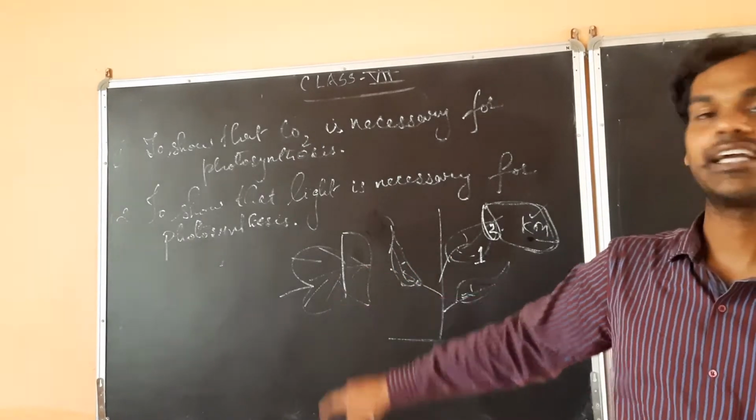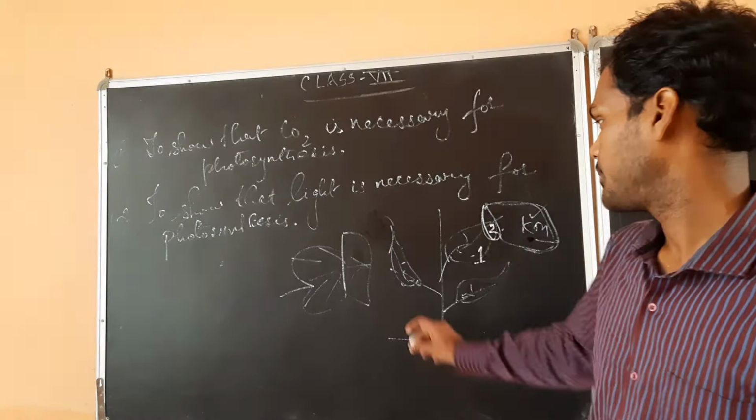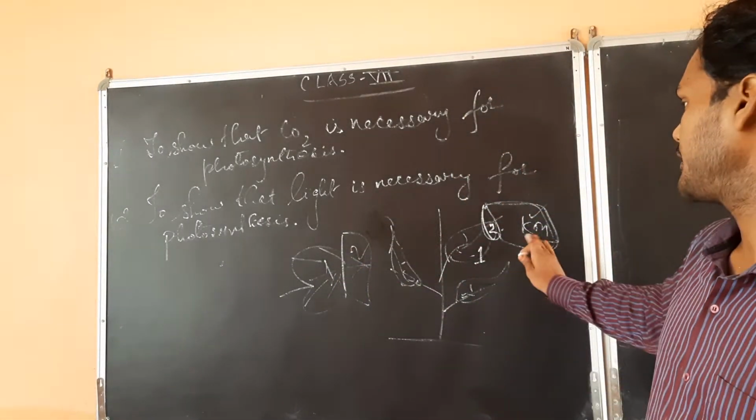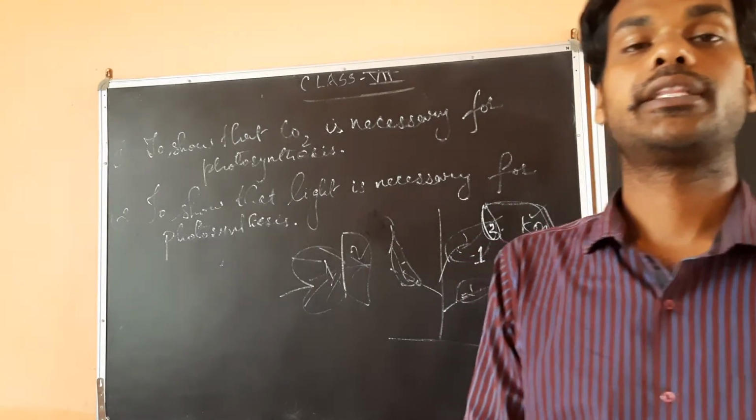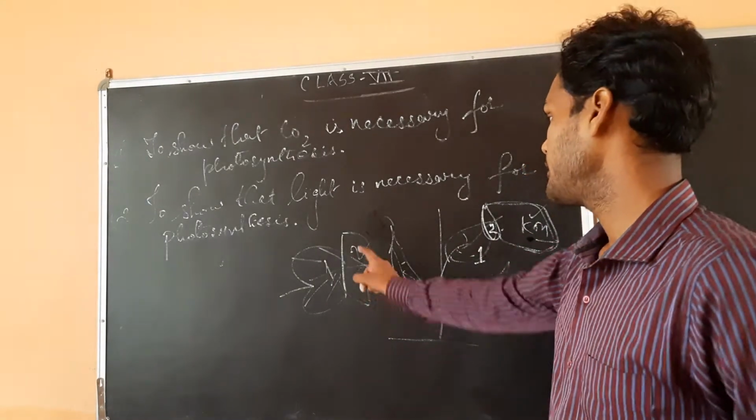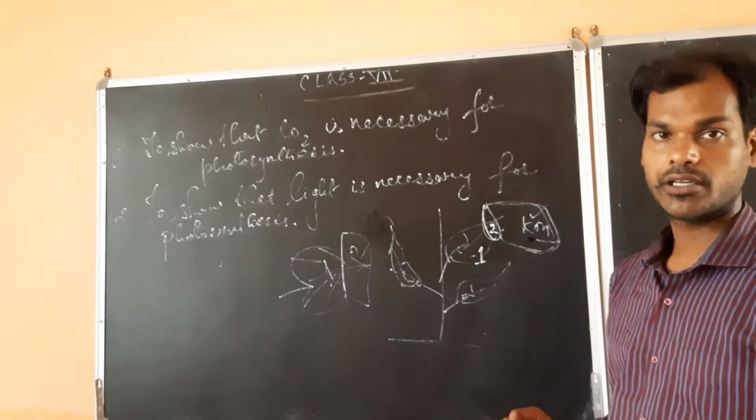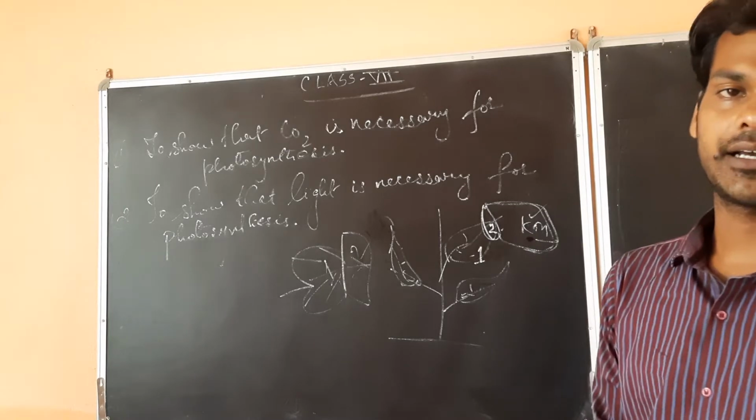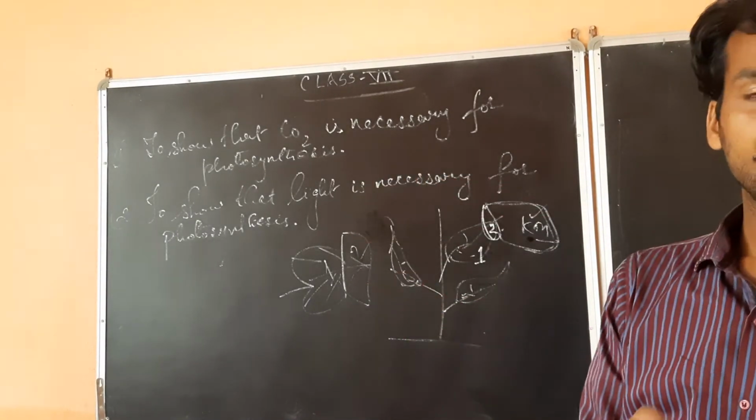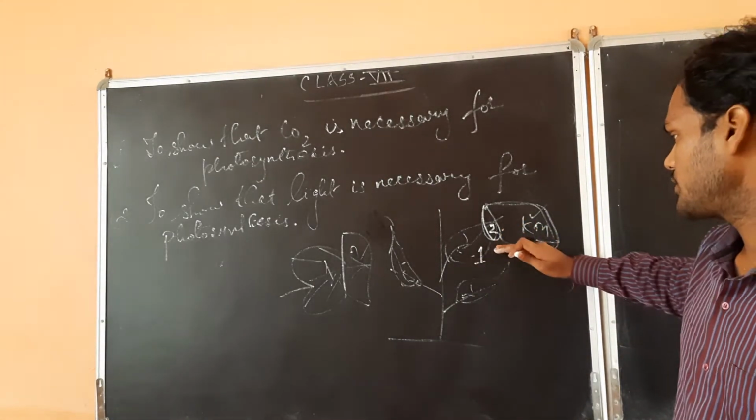Then when we are adding iodine solution, we will observe that the portion number 1, which was not inside the KOH solution, that portion of the leaf shows the blue-black color, while the portion of the leaf which was inside the KOH solution, that does not show blue-black color. This indicates that CO2 is necessary for photosynthesis. Here we have seen that CO2 is absent.